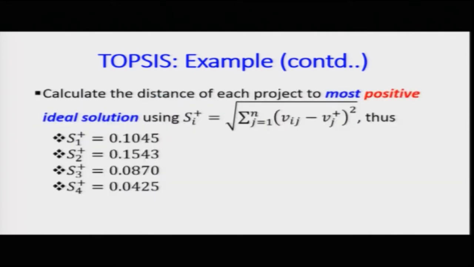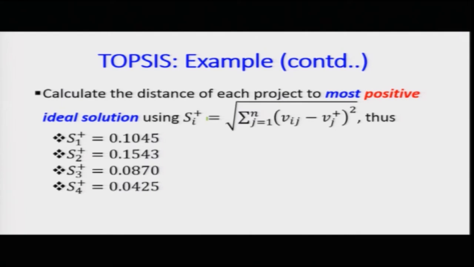Now, once you have that, you want to find out the distance of each project, or project means the alternatives, to the most positive ideal solution. Similarly, you find out the distance of each of the alternatives from the most negative ideal solution. So, once you do that, I have the same formula for S plus. Here the concept which is coming is that the distance is basically the L2 norm, which is the Euclidean distance which you have talked about. It can be changed depending on what type of problem you are trying to do.